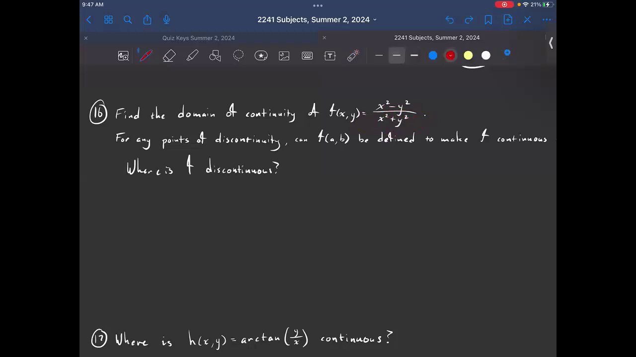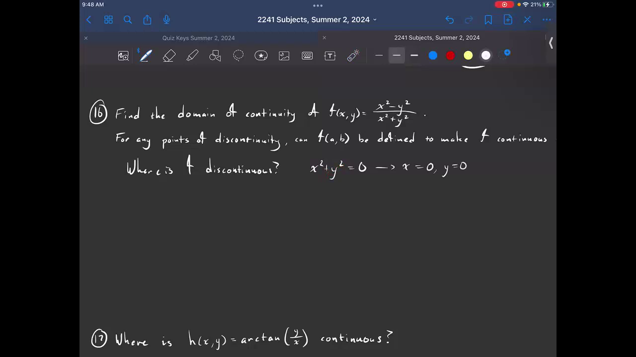So x squared plus y squared equals 0. If that happens, then I have a problem. Now, x squared and y squared are non-negative numbers, and they're being added together. So the only way I can get 0 out is if both x and y are 0. All right, so that's the only point that I have trouble at.